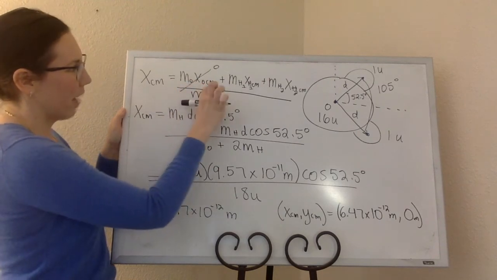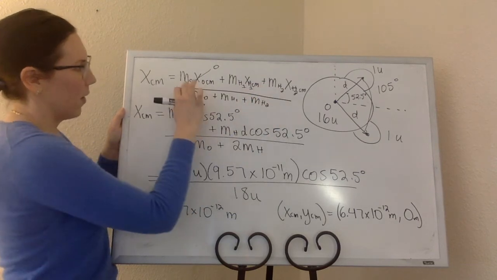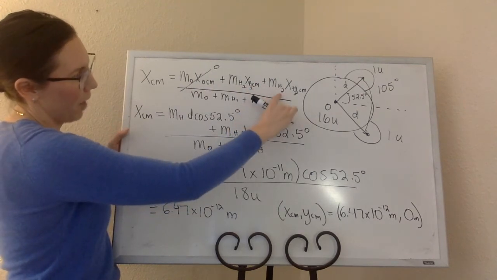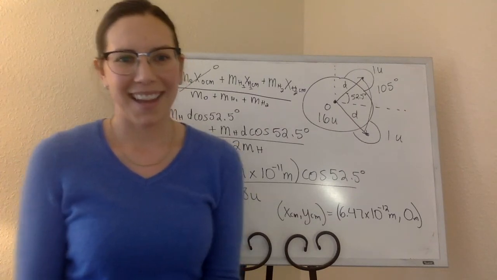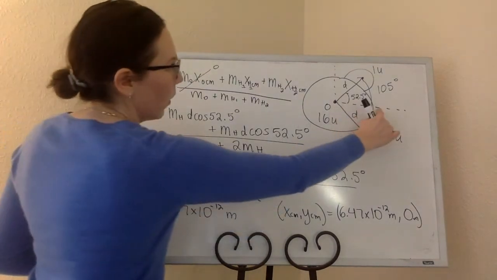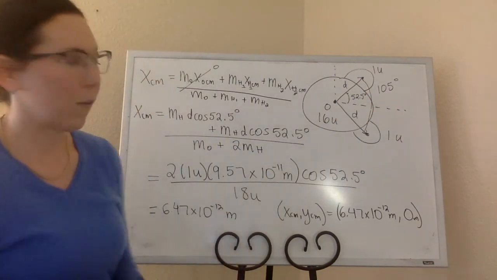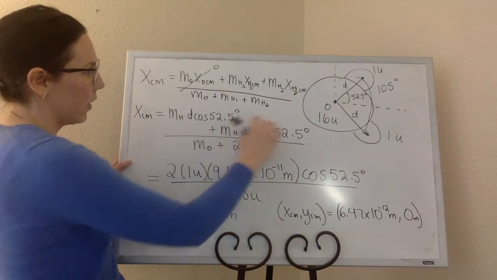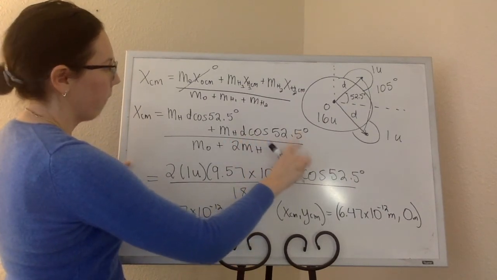take m times x for each part of the molecule. So m oxygen, x oxygen, plus m hydrogen, x hydrogen, plus m hydrogen, x hydrogen, so just one for each of these hydrogen atoms. And then to get the x coordinate, it's this component of this displacement here. So that's d cos 52.5. So we'll have m_H d cos 52.5 plus, along the same direction, m_H d cos 52.5 degrees.